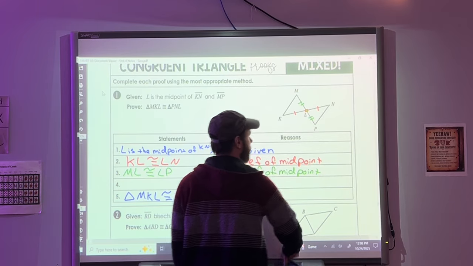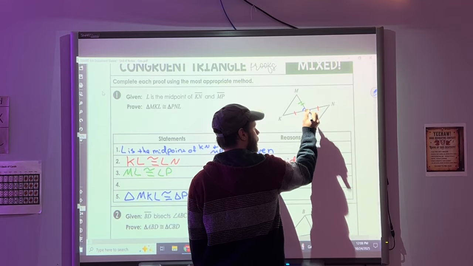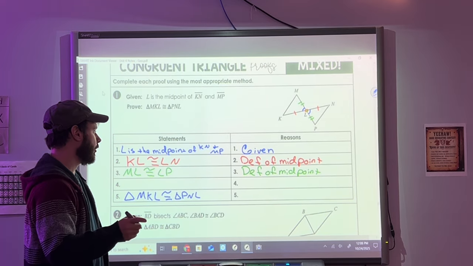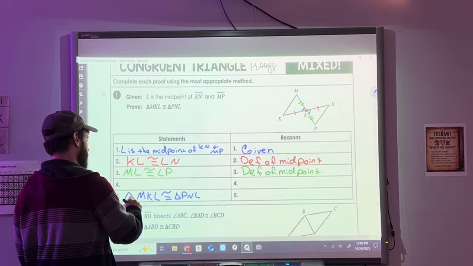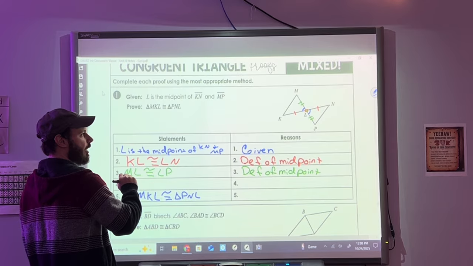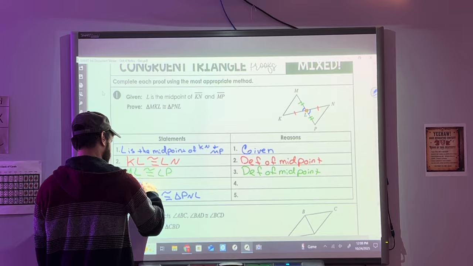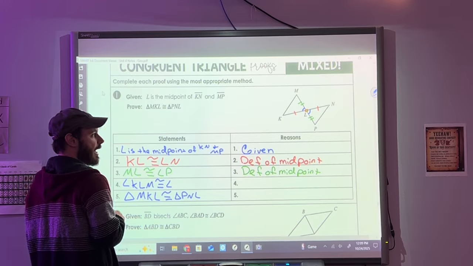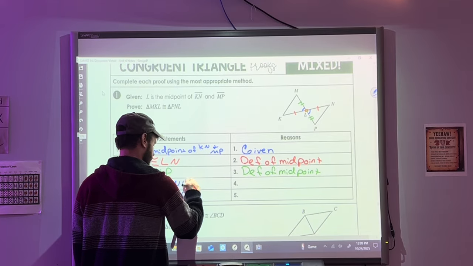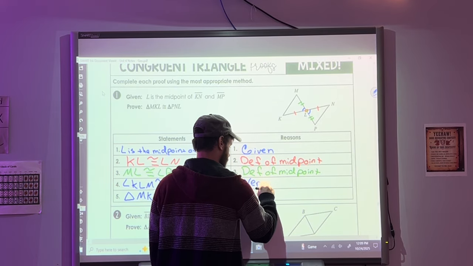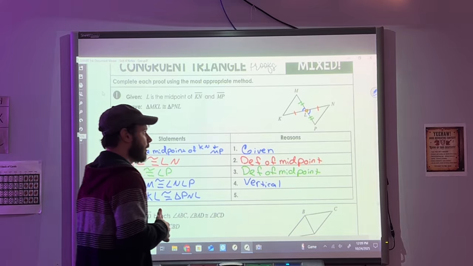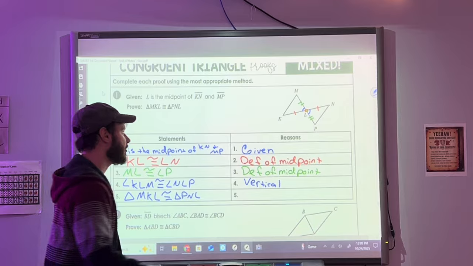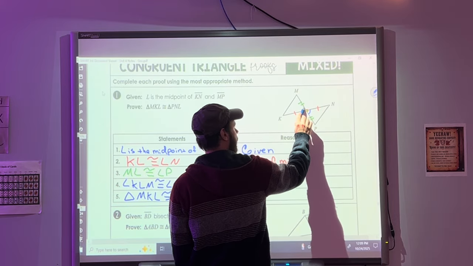I see this guy right here. That is a vertical angle. Vertical angles are congruent. So how am I going to say that? I'm going to say angle KLM, the left one, is congruent to angle NLP, the right one. Reason is vertical. So I can say that I have an angle that is sandwiched between 2 sides. This is going to be side, angle, side.